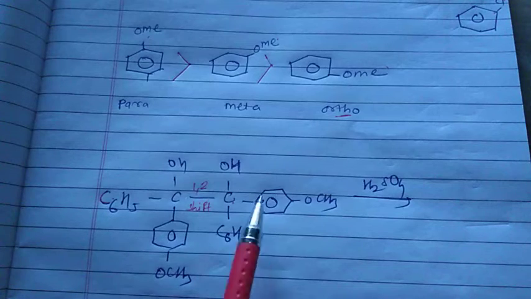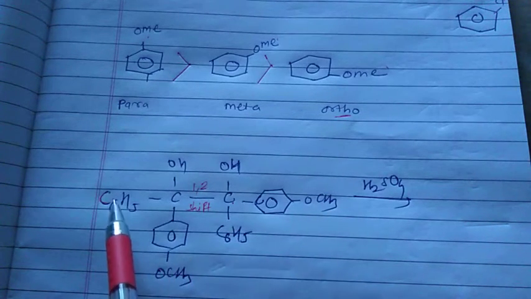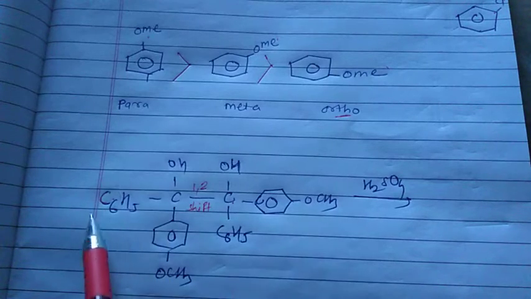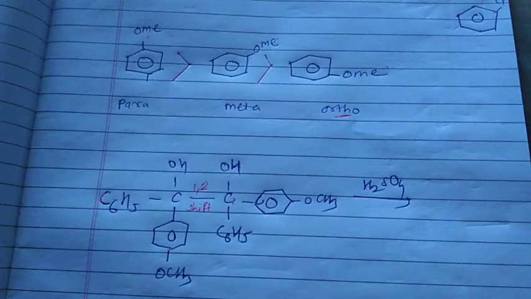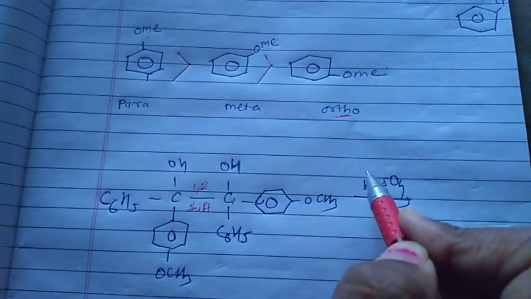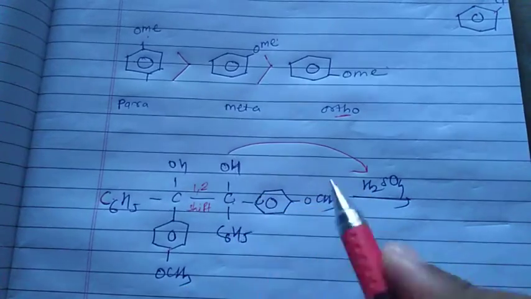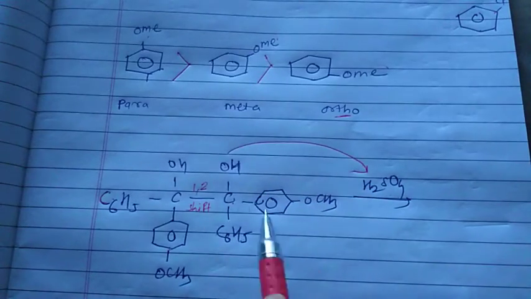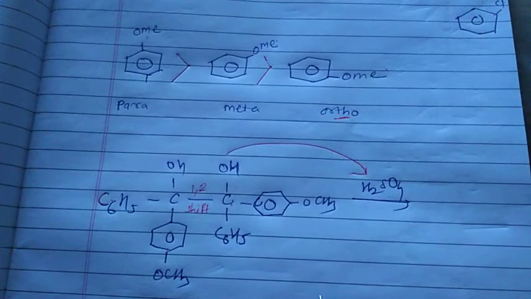Here this is the pinacol compound. There are two groups attached to this: the phenyl group, and this ring with an OCH3 substituent. Then how do we get the product? By acidic conditions, this H plus is attacked by this oxygen, there is a formation of the OH2 group, and then there is a formation of the carbocation. Here we solve this problem.